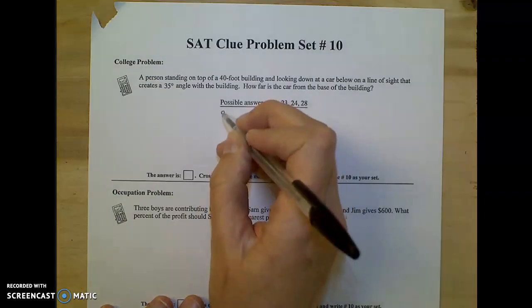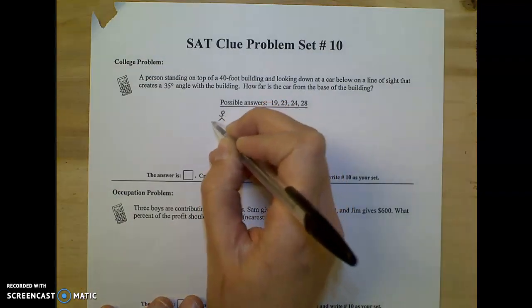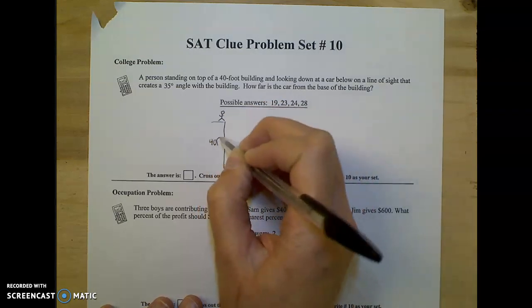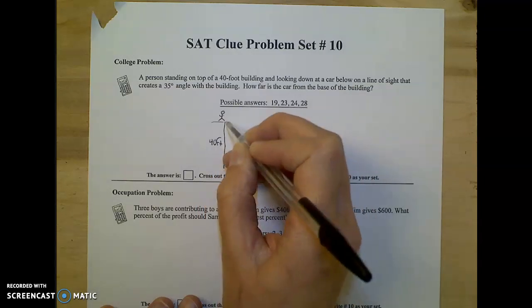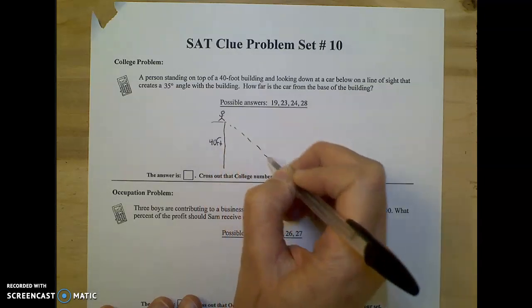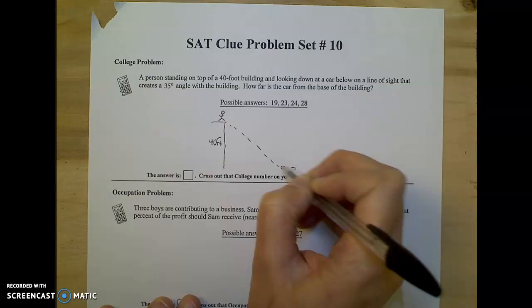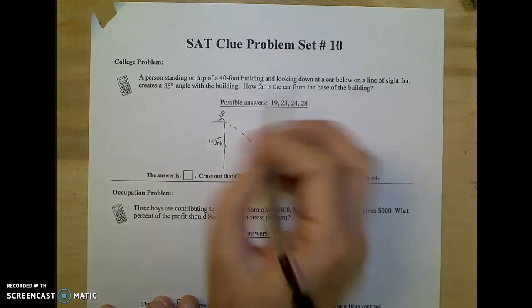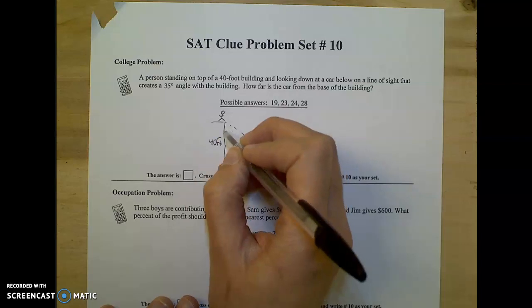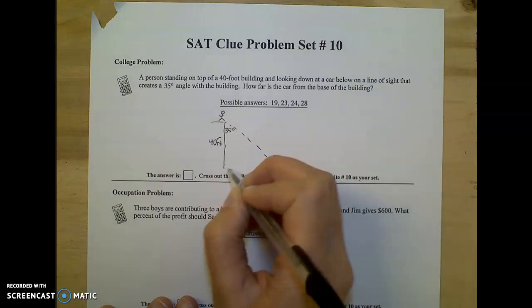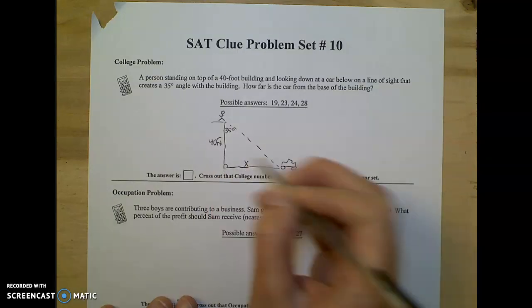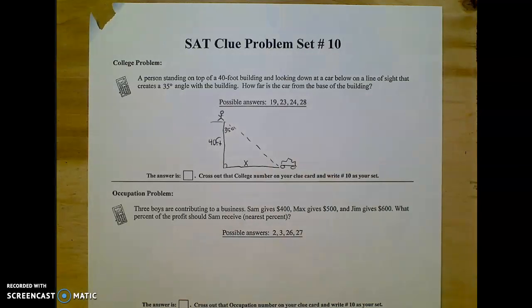So we have a person standing at the top of a building, and it's 40 feet tall. He's looking down at a car below. We got a car here, vroom, vroom. Don't judge me. On a line of sight that creates a 35-degree angle with the building. So between building and line of sight, you got 35 degrees. We want to know how far the car is from the base of the building, and you get a lovely right triangle right there. Look at my beautiful drawing.